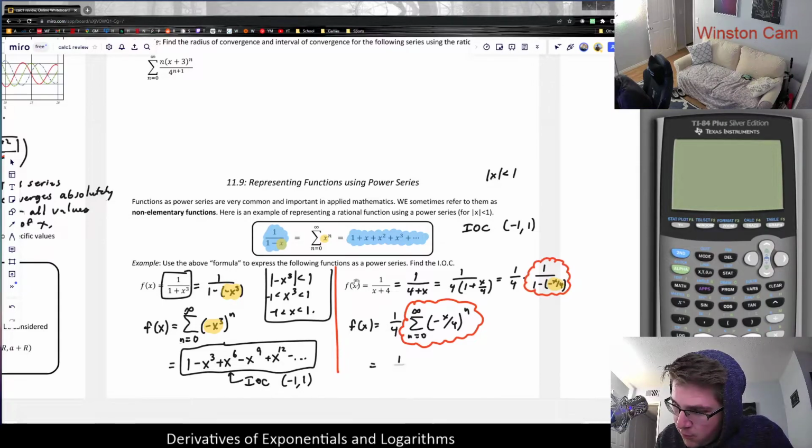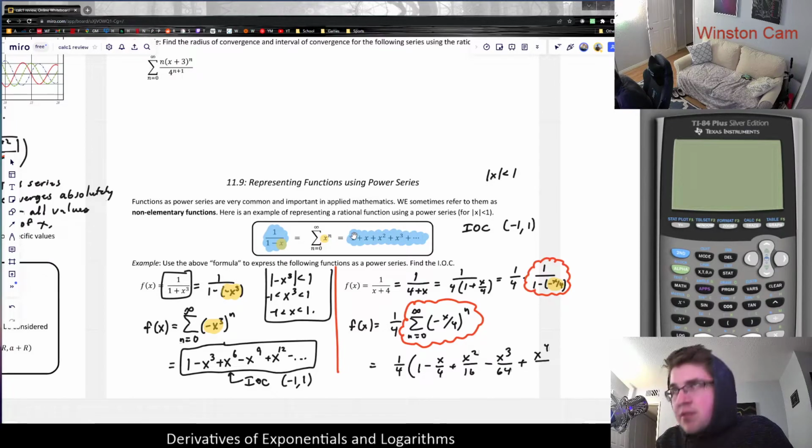Or again, I could write this as an expanded function. This would be equal to 1/4 multiplied by, well, basically, instead of having 1 plus x squared, I'm plugging in negative x over 4. So I'd have 1 minus x over 4 plus x squared over 16 minus x cubed over 64 plus x to the 4th over, what's 64 times 4?